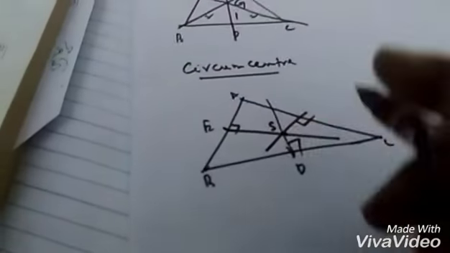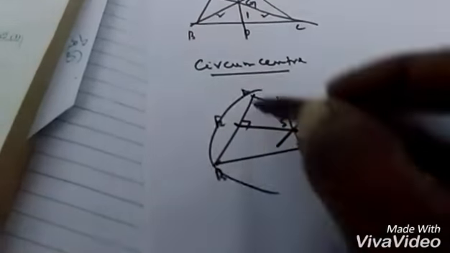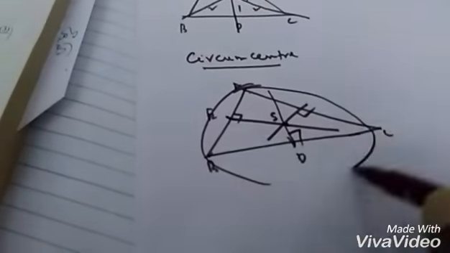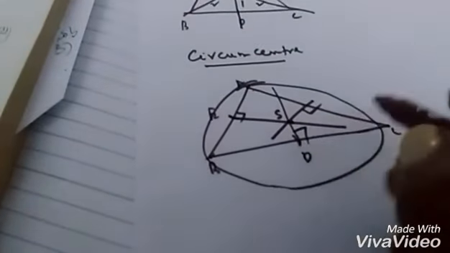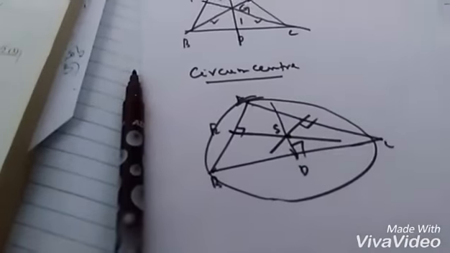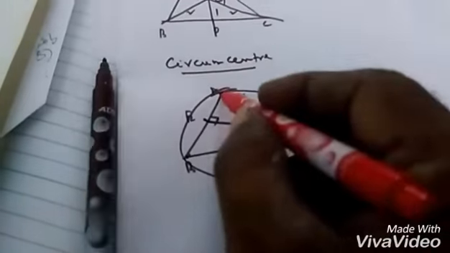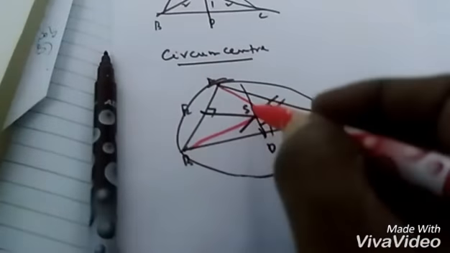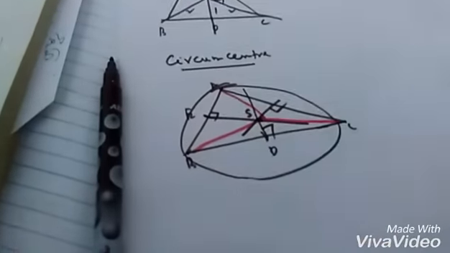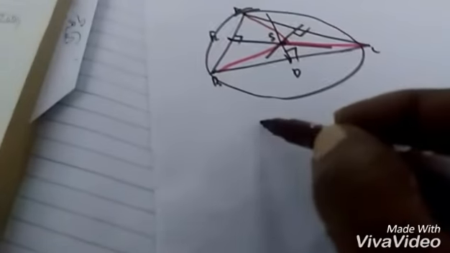From this point, I can draw a circle like this, because this will become a diameter. So this is a radius, SC is a radius, this is a radius, and this is a radius. Through this I can draw a circle. So it's called circumcentre. And the other one is orthocentre.